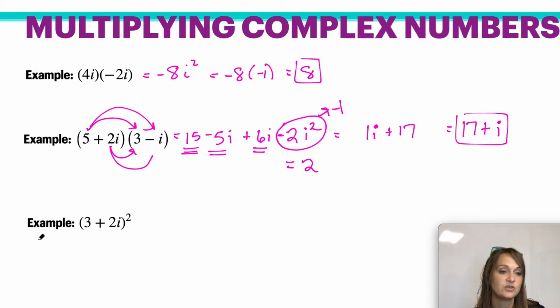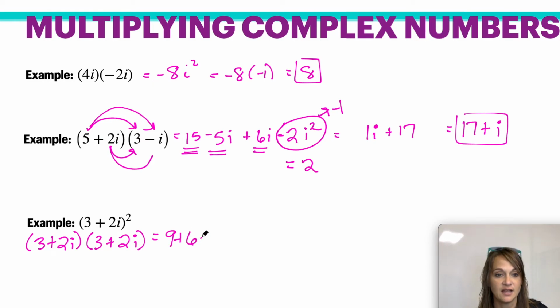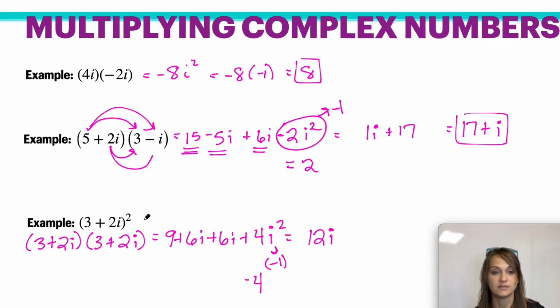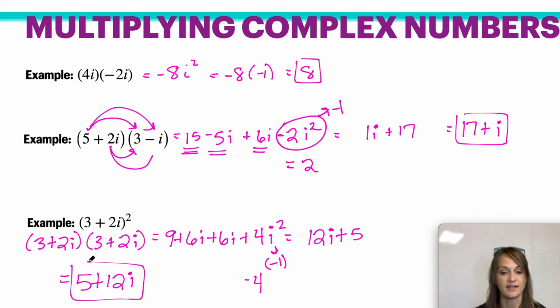Same thing here. 3 plus 2i, quantity squared, means that you write this expression twice. So when you FOIL, 3 times 3 is 9. 3 times 2i is 6i. 2i times 3 is also 6i. And then 2i times 2i is 4i squared. 6i and 6i combine to give me 12i. But remember, i squared is negative 1. So 4 times negative 1 is negative 4. 9 and negative 4 give me a positive 5. So my final answer would be 5 plus 12i.